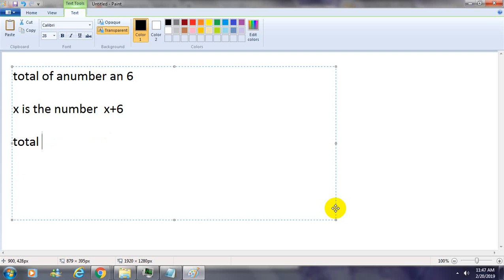Okay? The ones where you're adding are really easy. It's the ones with subtraction and division that are tricky because the order matters. Remember, when you're adding, it doesn't matter whether you say x plus 6 or 6 plus x.